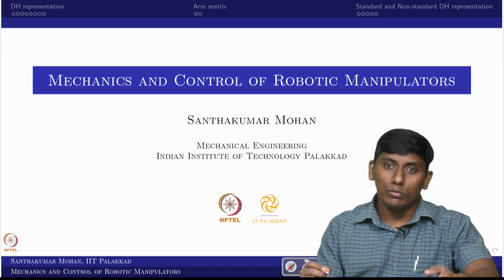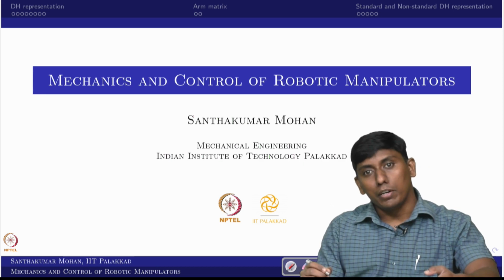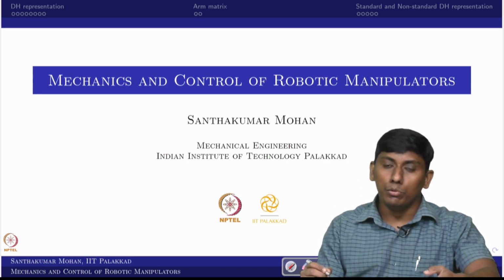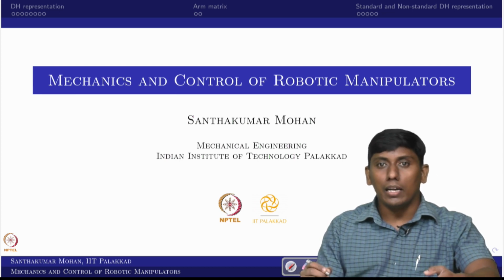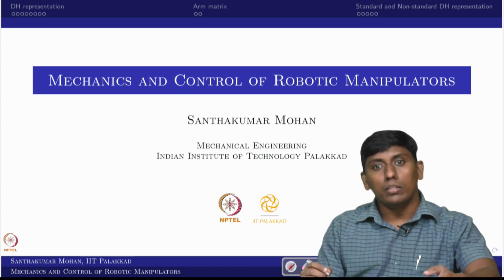We have already seen so far that we started from what is a position vector, rotation matrix, then we came to compound rotations. In that, a few different methods we have seen, and finally we ended with what we call DH parameters. So this is what we have seen so far, and in this particular lecture we are going to talk more about DH representation. What does that mean?